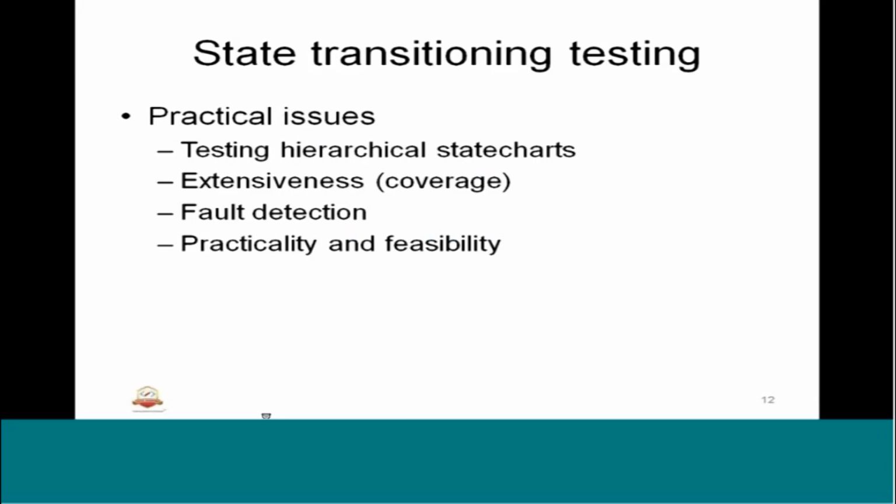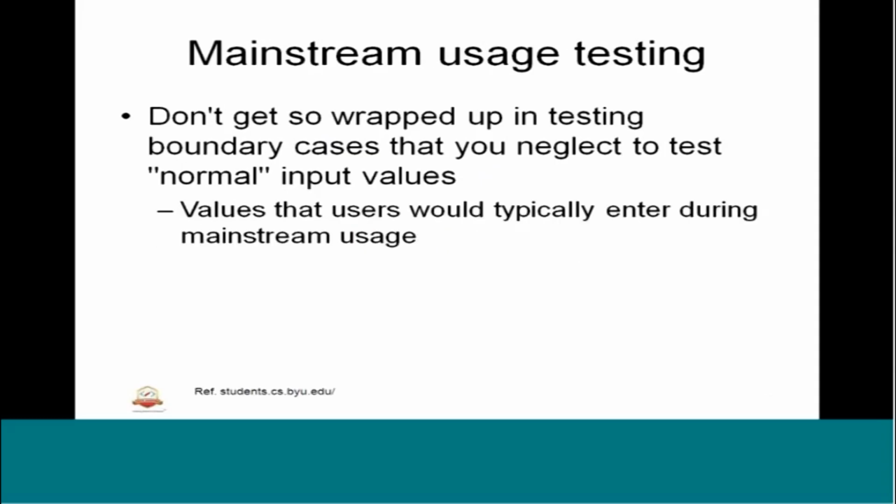There are practical issues which we have seen. Hierarchical state charts may be a little challenging to draw. You need practical knowledge as well as system knowledge. Requirements of course will help as well. Then coverage and extensiveness we need to have. So state charts are very important in doing this. Then there is detecting the fault, and the practicality and feasibility of achieving all this. These are some of the practical issues in state transition testing, and they need to be handled very meticulously.